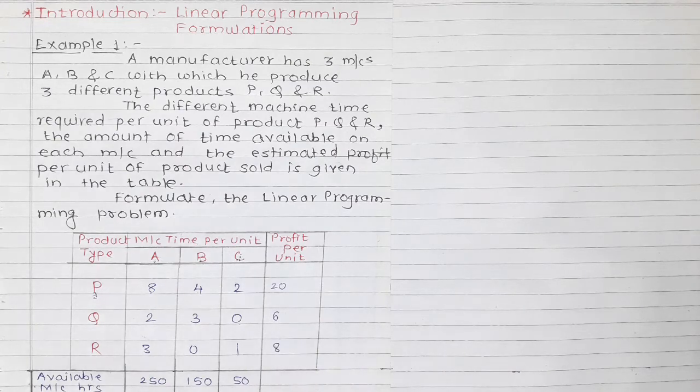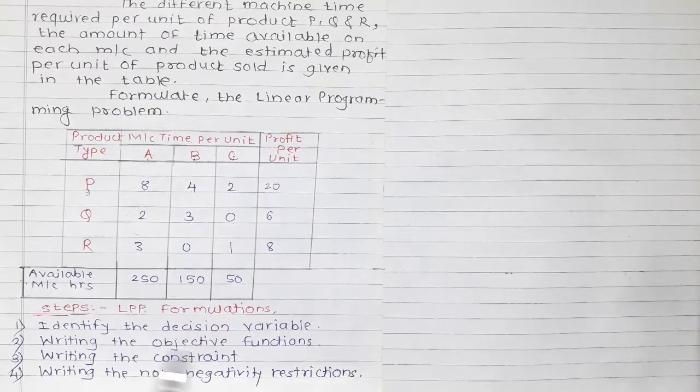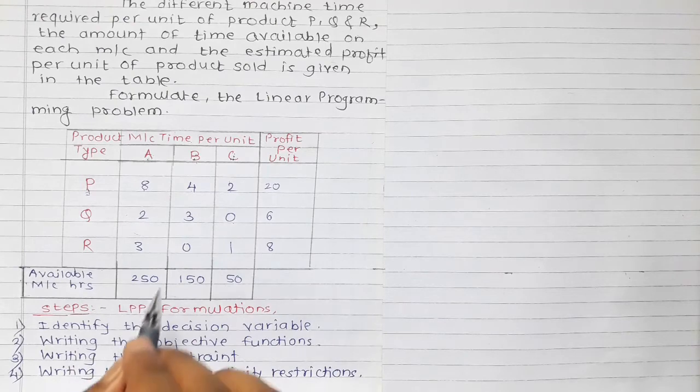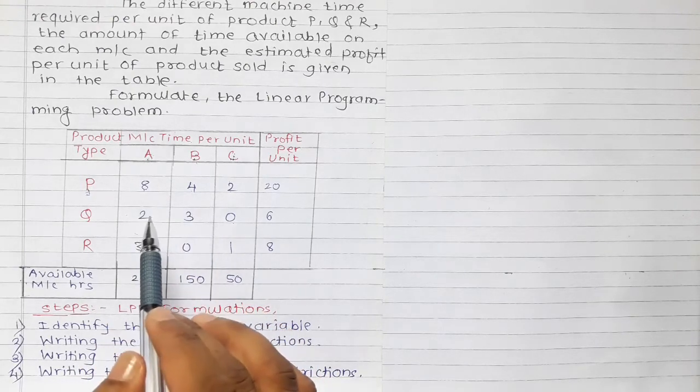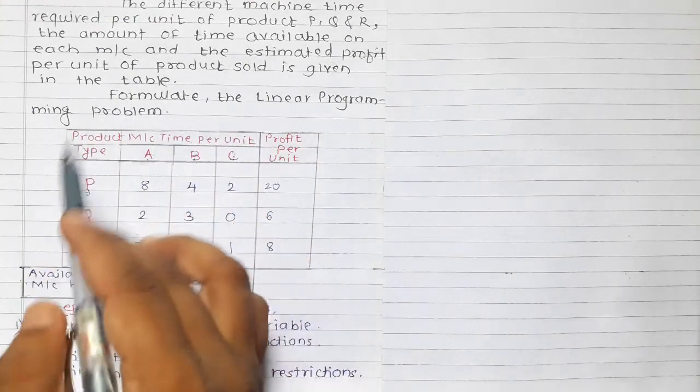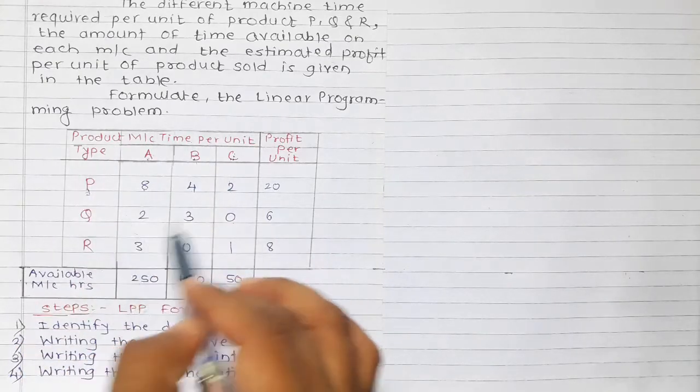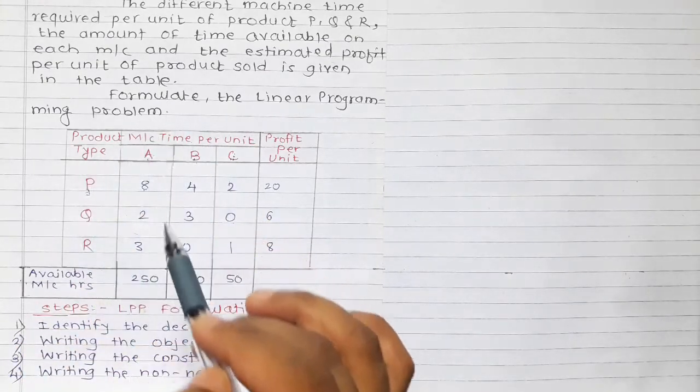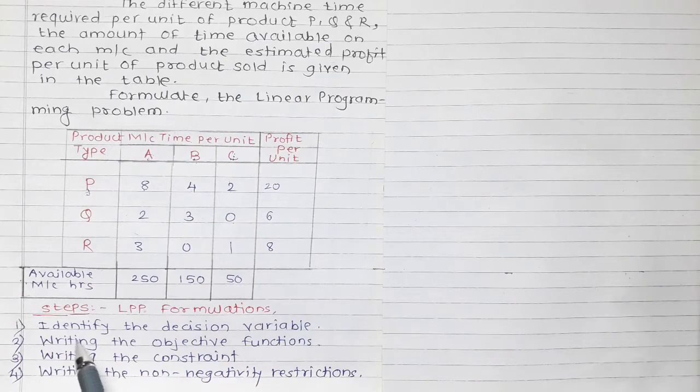So let us go through the steps involved in the LPP formulation. So these are the steps involved in the LPP formulation, that is linear programming problem formulations. So we can express this manufacturing problem into mathematical form. And for that purpose, we have to go through these steps. So the first step is to identify the decision variable.